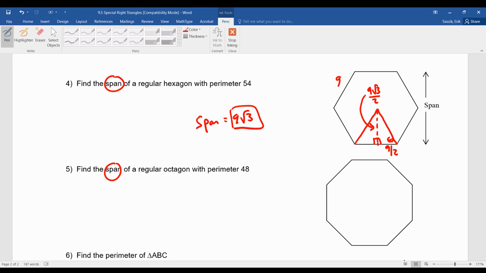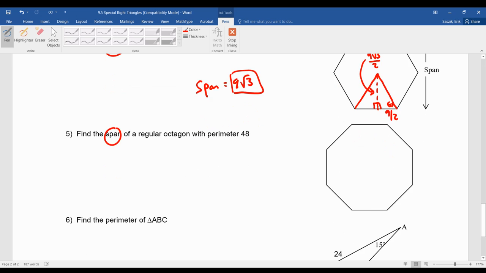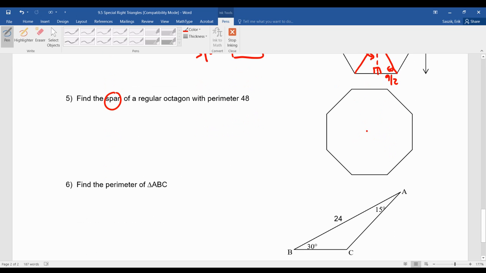Now in the octagon, the reason why I drew in this triangle here is that in a hexagon, you end up creating equilateral triangles. If I did the same thing down here with an octagon, I would not get an equilateral triangle, so it's not as beneficial. So instead, you draw in your span this way. Okay, and check this out. Actually, I'm going to draw in a span here as well, and here.